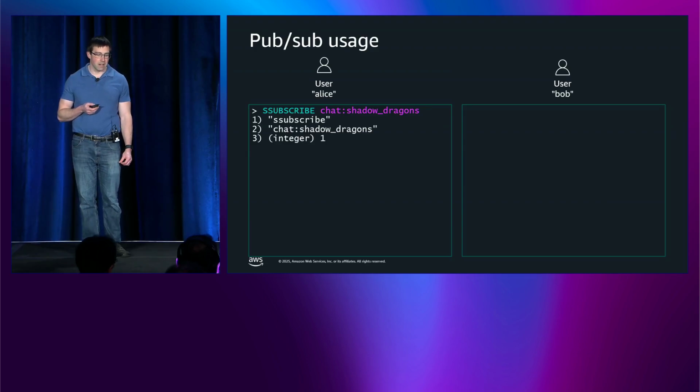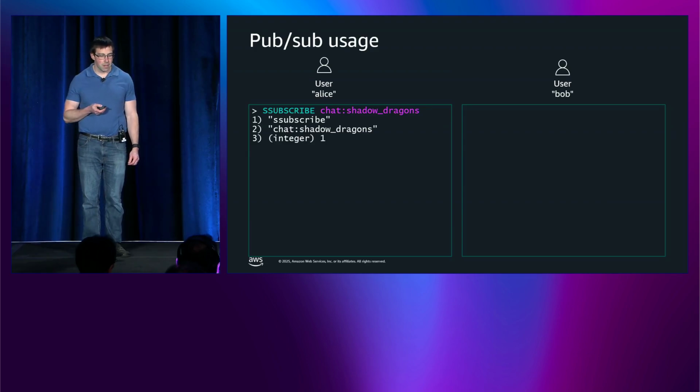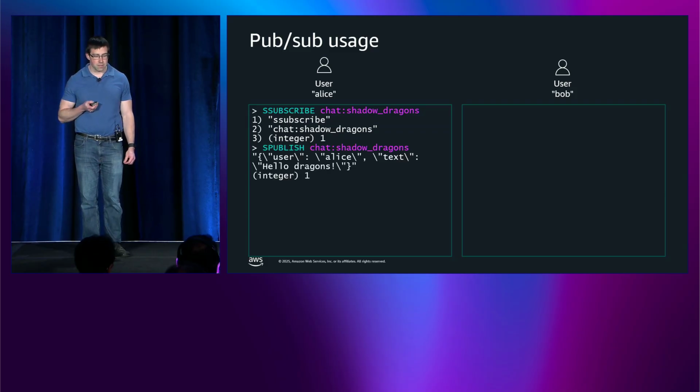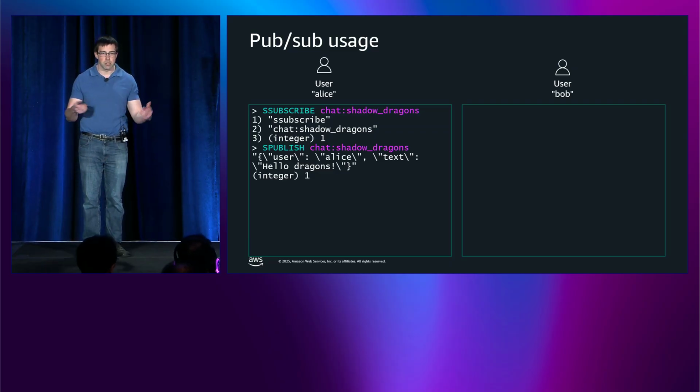with chat and then Shadow Dragons being the name. It'll return back the identifier of the topic, as well as a 1 saying it's successfully subscribed. Now, Alice can publish. She doesn't have to be subscribed, but she can publish a message, and we can use any sort of string to publish to a topic, but here we'll format it in JSON, so it has enough metadata to render the chat in the application.